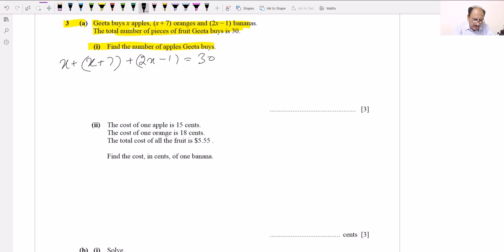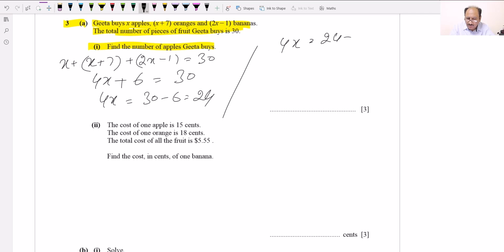So we can open the bracket adding the like terms. So x plus x will be 2x plus 2x. So 4x. So we can write 4x plus this will be 7 minus 1 will be 6. So it will be 6 is equal to 30. So 4x 6 we can shift to the other side. So 30 minus 6 will be equal to 24, and we can write 4x is equal to 24. This implies x will be equal to 24 over 4 will be 6. So x is equal to 6. Now find the apple. Basically apple is x, this one. So our answer will be 6 for 3 marks.